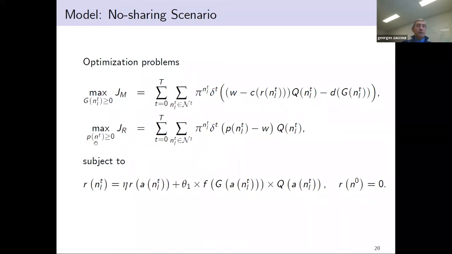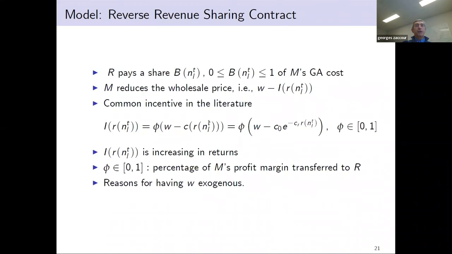For the retailer, the maximization is with respect to the retail price. Again, we have here the probability of passing through this node multiplied by the discount factor. This is the margin, the price minus the wholesale price, multiplied by the quantity, subject to the dynamics that you have seen before. So this is the case of the no sharing scenario.